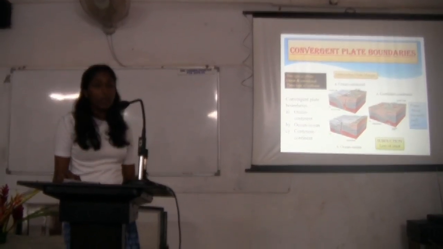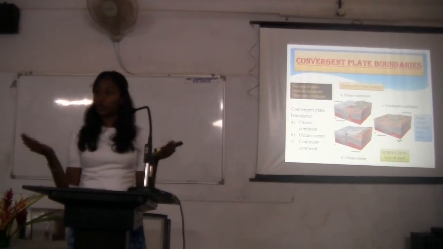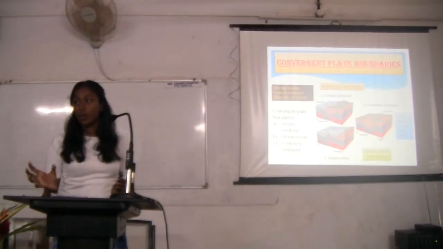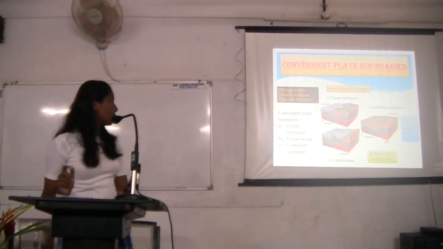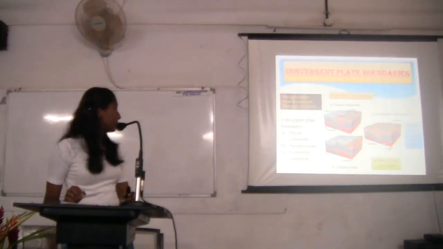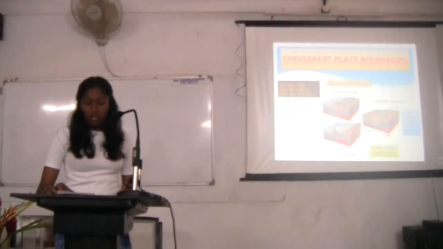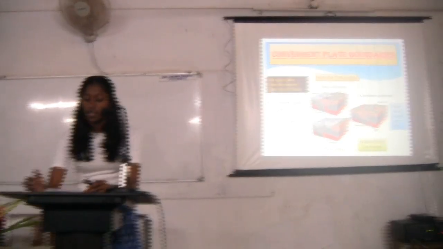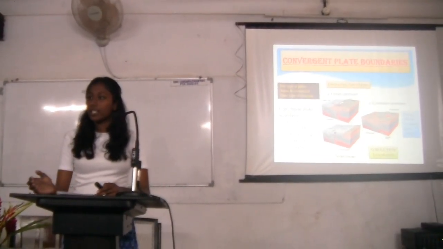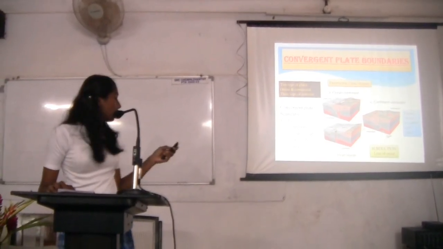Then convergent plate boundaries. The second one, here plates move towards each other. There are three types of collisions: continental collision, ocean collision, and ocean and continent collision. When ocean and ocean converge, they form a trench, and when continents converge, they form fold mountains. Examples: the Himalayan mountains and the Andes mountains.